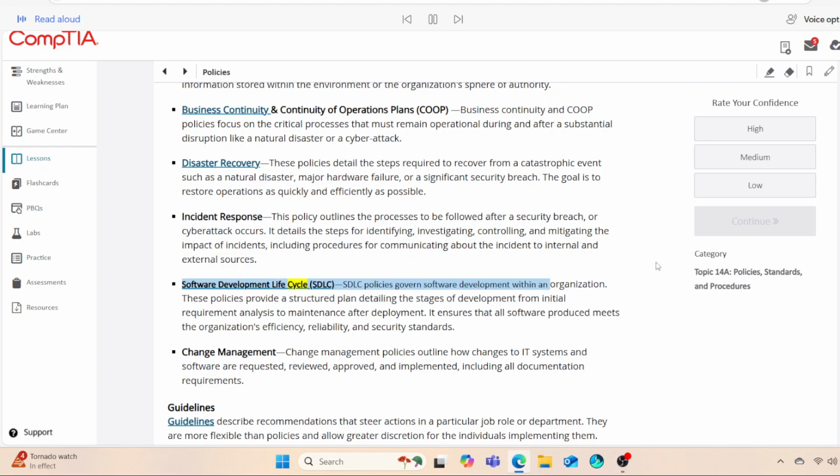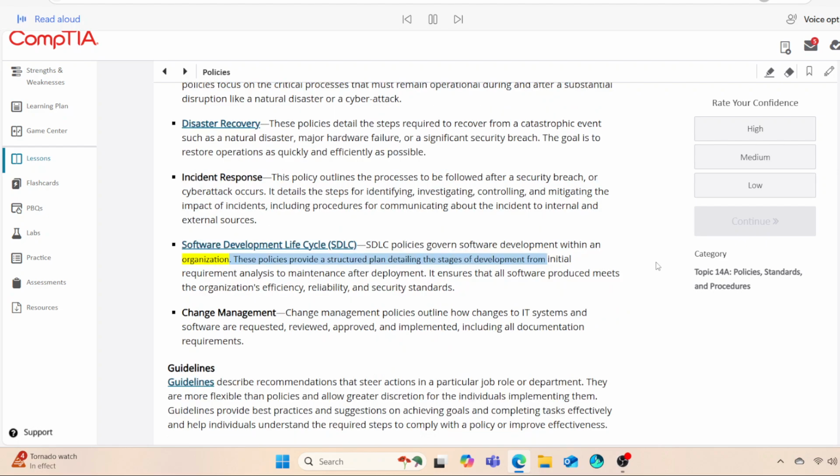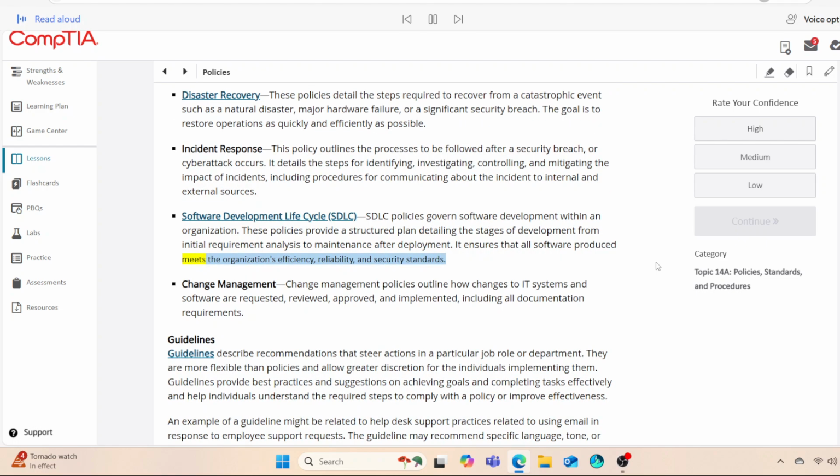Software Development Lifecycle, SDLC. SDLC policies govern software development within an organization. These policies provide a structured plan detailing the stages of development from initial requirement analysis to maintenance after deployment. It ensures that all software produced meets the organization's efficiency, reliability, and security standards.